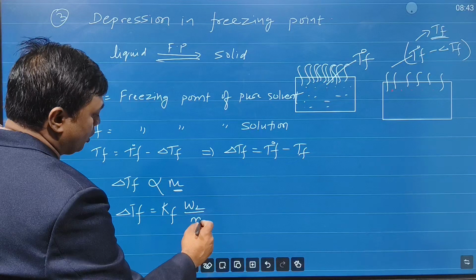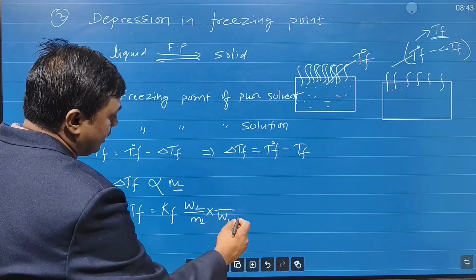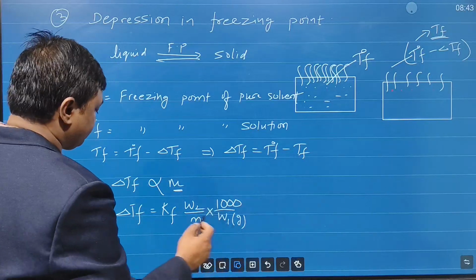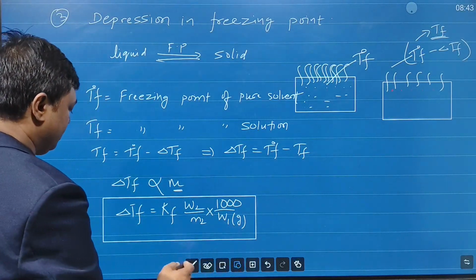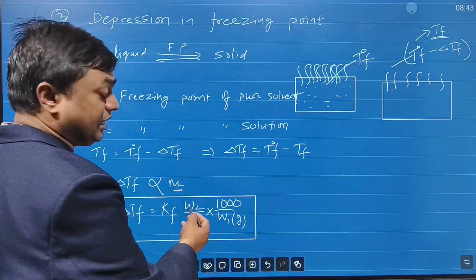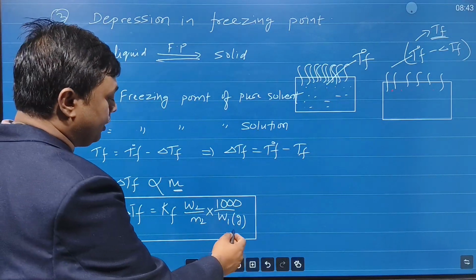Weight of solute by molecular weight of solute into W1 in gram. Since W1 is in gram, you have to multiply by 1000. Am I clear? So in this case, delta Tf is what? Kf into molality, that is W2 by M2 into 1000 by W1 in gram.